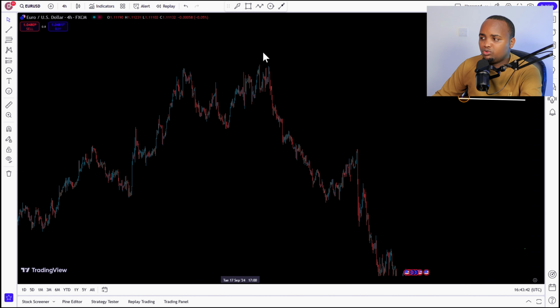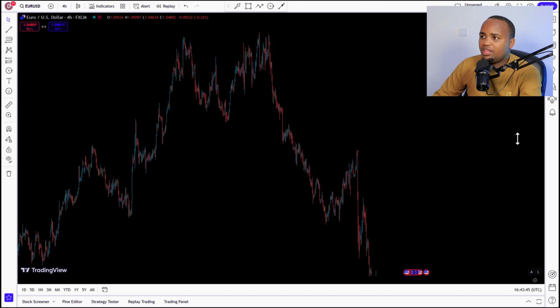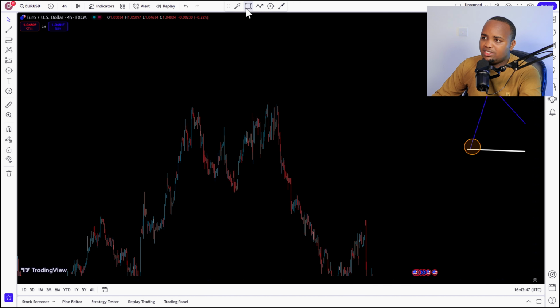So it is always advisable to use the higher time frames. Another thing that I normally use is this rectangle. It's what I call the zone.